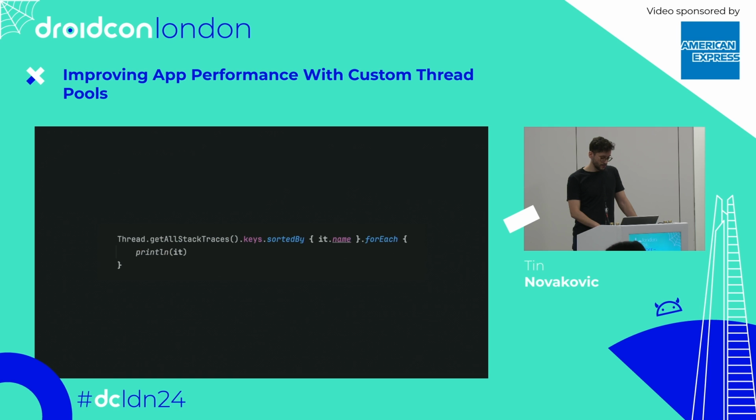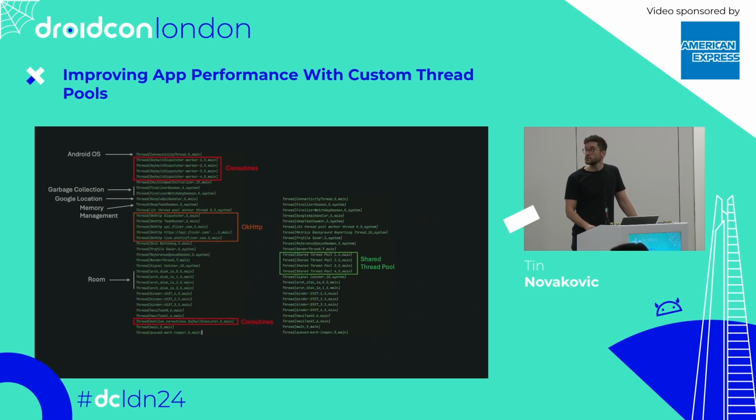And so what happens when we run this code again? We can see that we produce fewer threads. So all of the coroutines threads have been removed. All of the OkHttp threads have been removed. And of course, the Room ones have stayed. That's because we created the possibility to create so many threads. So the shared thread pool we created wasn't the right type of thread pool we needed for Room.